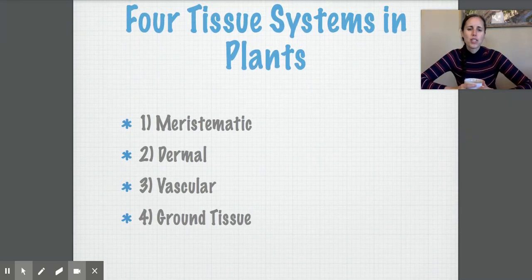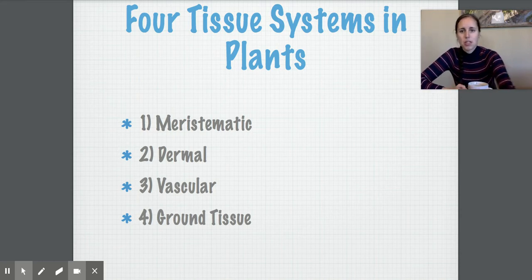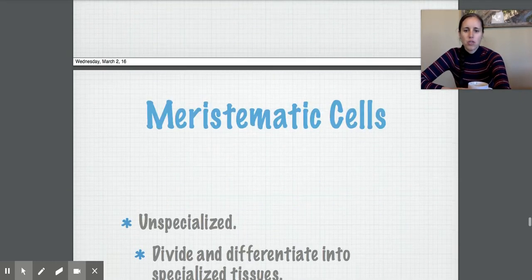So we have 4 tissue systems in plants. Again, if I can remind you, we have 4 tissue systems in humans, so very similar. The tissue systems are meristematic, dermal, vascular, and ground tissue. So we're going to talk about what each of these tissues can do for the plant.